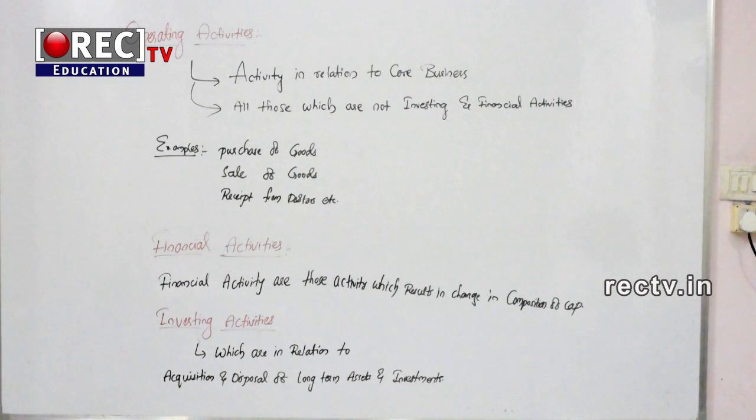Now we are going to discuss investing activities. These investing activities are those activities which are in relation to acquisition or disposal of long-term assets or investments. Some of the examples for investing activities are purchasing of fixed assets or long-term investments for cash, sale of fixed assets or long-term investments for cash. So these are some of the examples for investing activities. So this is the meaning of operating activities, financing activities and investing activities.